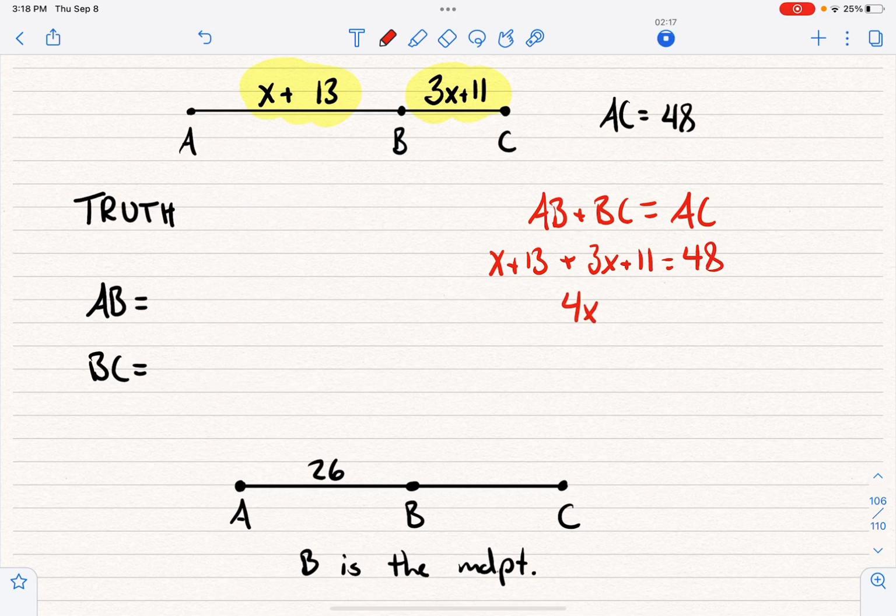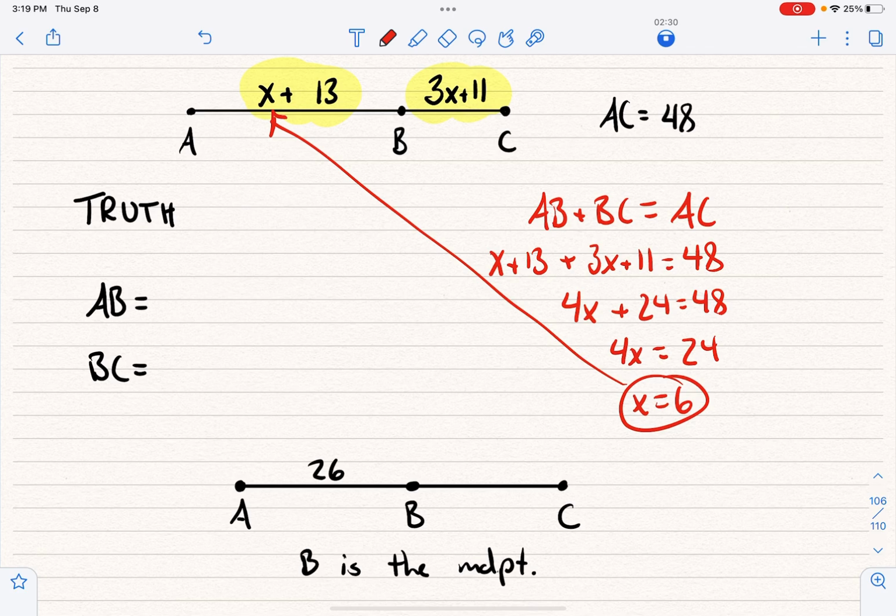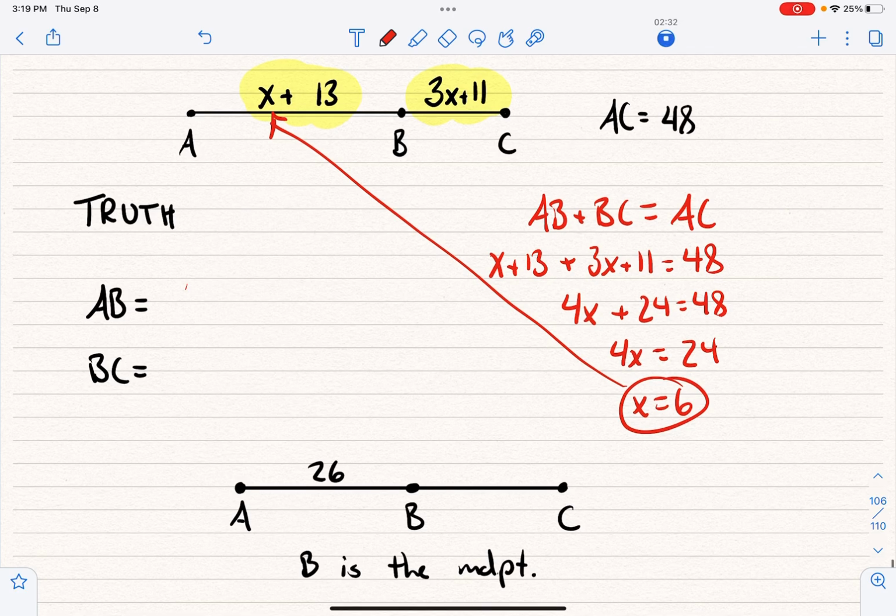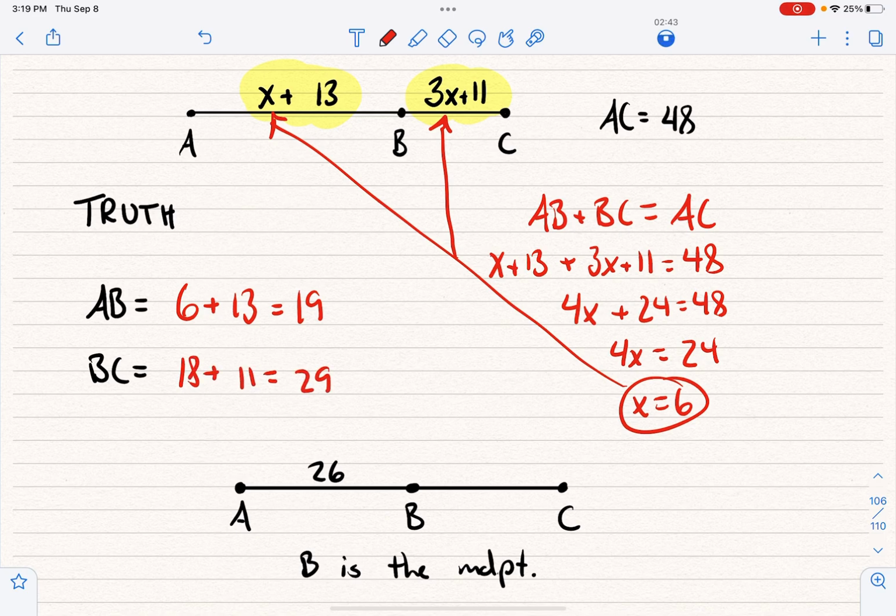I can combine that and I get 4x plus 24 is equal to 48. Subtract the 24. 4x is equal to 24, so therefore x is 6. Now if x is 6, I can take that value and plug it back into here and get that AB must be 6 plus 13, which is 19. Plug it back into here and get 3 times 6, which is 18, plus 11 is 29. Now, while these two numbers add up, they give me that 48, and that's important.